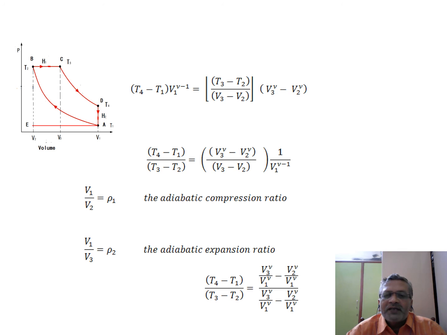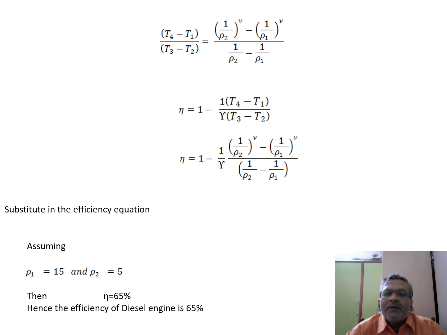Therefore, (T4 minus T1) divided by (T3 minus T2) is equal to V3 raised to gamma divided by V1 raised to gamma minus V2 raised to gamma divided by V1 raised to gamma, the whole divided by V3 divided by V1 minus V2 divided by V1. Putting in the compression ratios, (T4 minus T1) divided by (T3 minus T2) is equal to 1 upon rho 2 raised to gamma minus 1 upon rho 1 raised to gamma, divided by 1 upon rho 2 minus 1 upon rho 1.